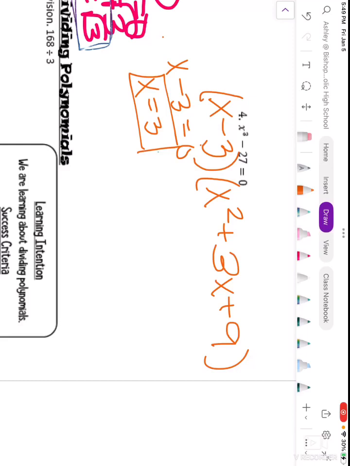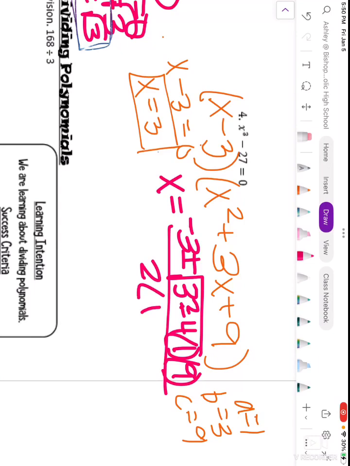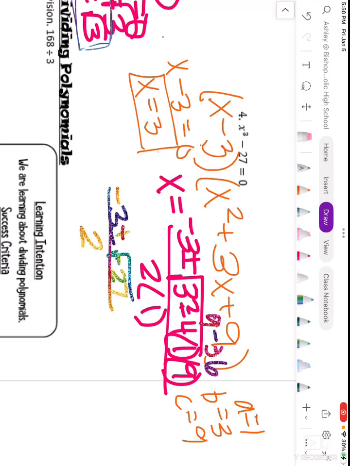This one, there's no factors of 9 that add to 3, so we have to use the quadratic formula. So a will be 1, b is 3, c is 9, and then we sing our lovely song. X equals negative b plus or minus the square root b squared minus 4ac all over 2a. If we simplify under the radical, 3 squared is 9, 4 times 9 is 36, so 9 minus 36. We have negative 3 plus or minus the square root of negative 27 over 2 times 1, which is 2.